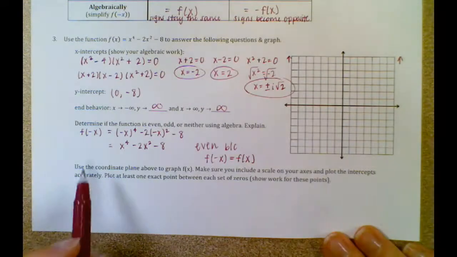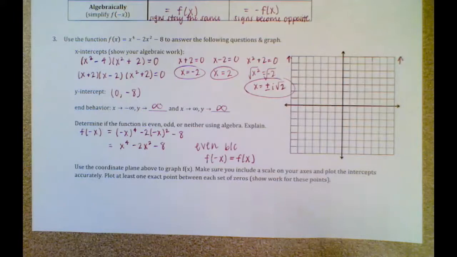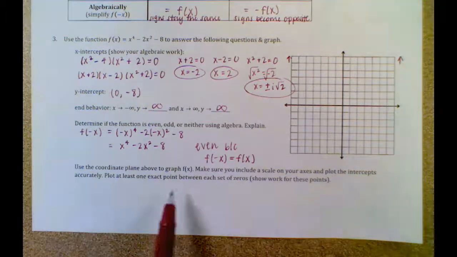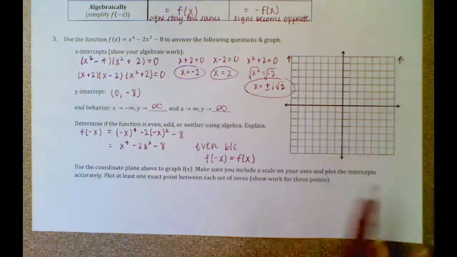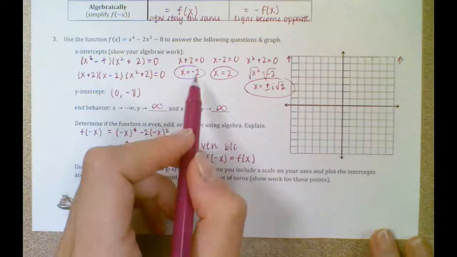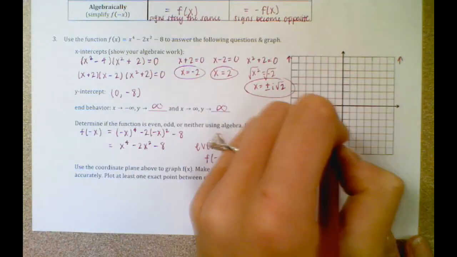All right, now it says use the coordinate plane above to graph f of x. Make sure you include a scale on your axes and plot the intercepts accurately. Plot at least one point between each set of zeros. Show your work for these points. So let's start with the x-intercepts. Looks like they're going to fit on the x-axis.